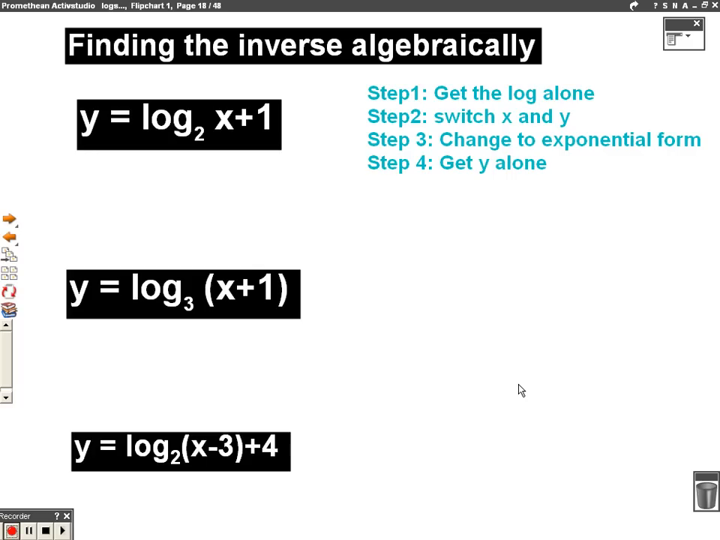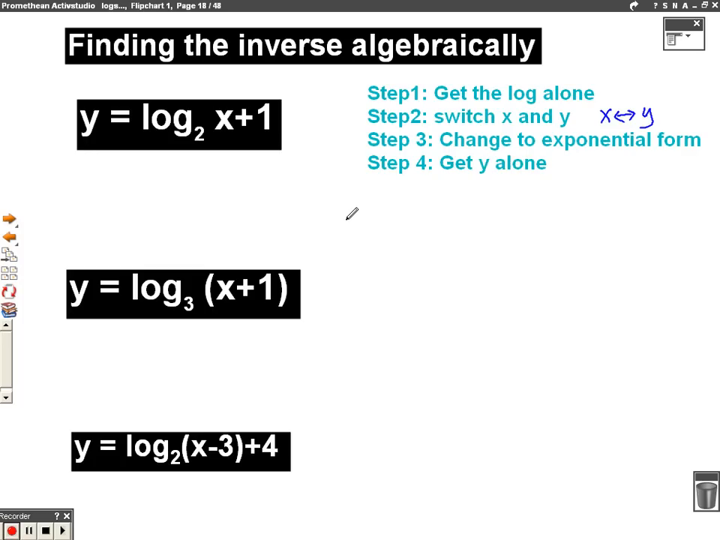So step 1, get the log alone. Step 2, switch the x and y, right? Because inverse, we're just taking the x and y and switching them. Always go like this. X and y trade places. Step 3, change to exponential form. So if we're starting in log form, we're going to change it to the other form, and then we want to get y alone. And when we get y alone, really what we're finding is y inverse. But okay, so let's try these steps.